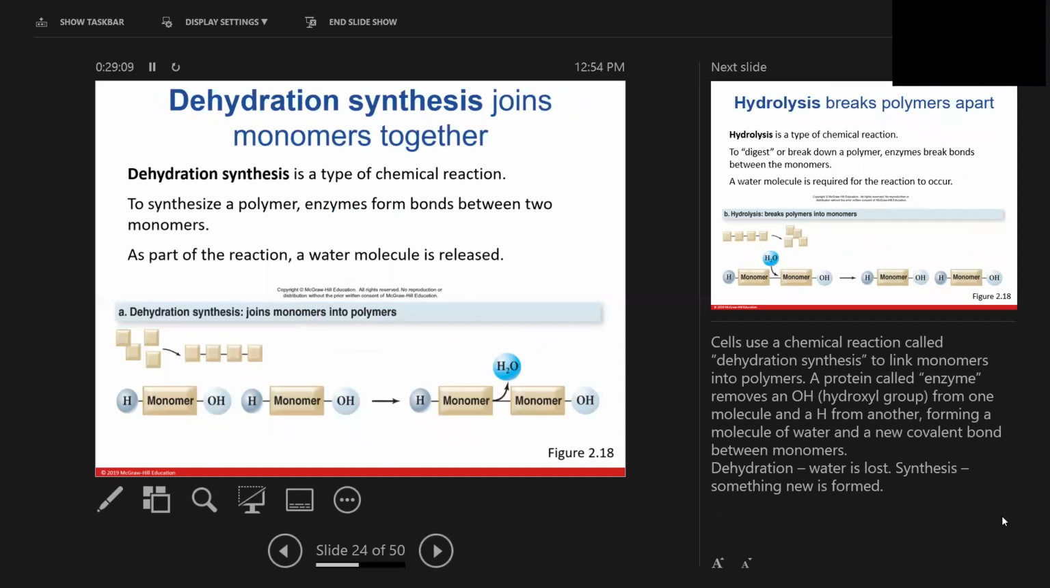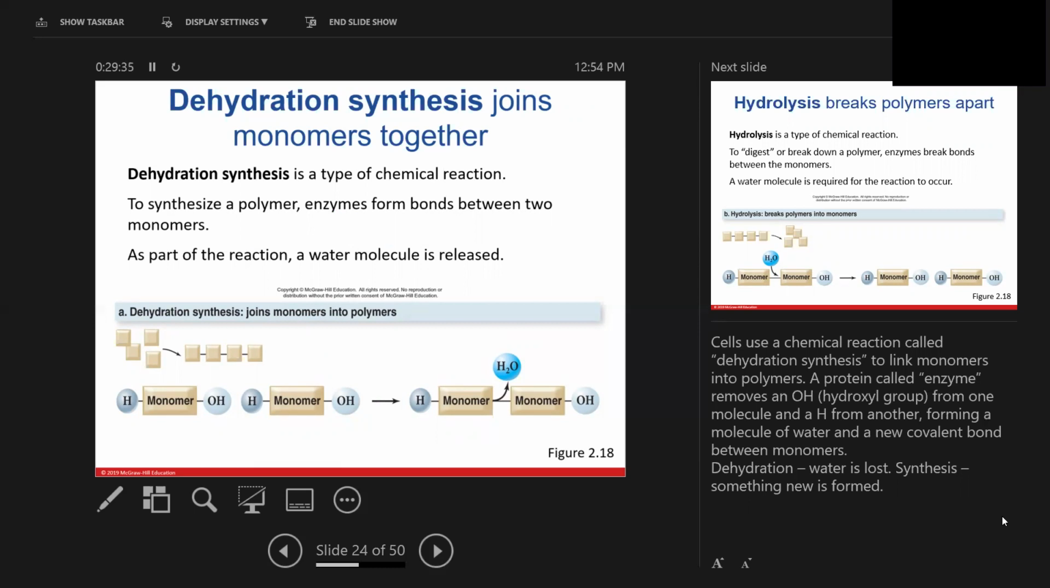So you have two different things that can create or destroy polymers from monomers. You have dehydration synthesis, which is where you're joining monomers together. This is a type of chemical reaction, and it's ultimately used to synthesize a polymer. And enzymes form the bond between the two monomers, and that's what actually generates the polymer. So synthesis, coming together, right?